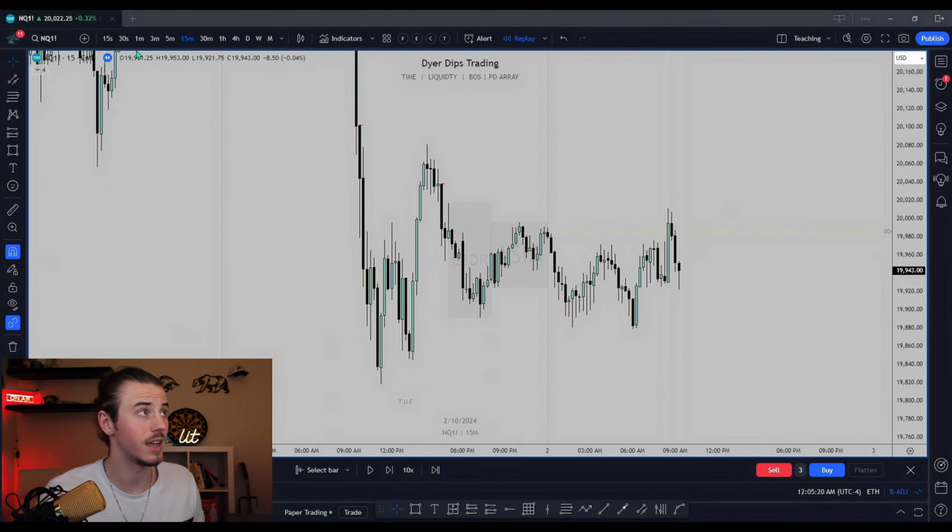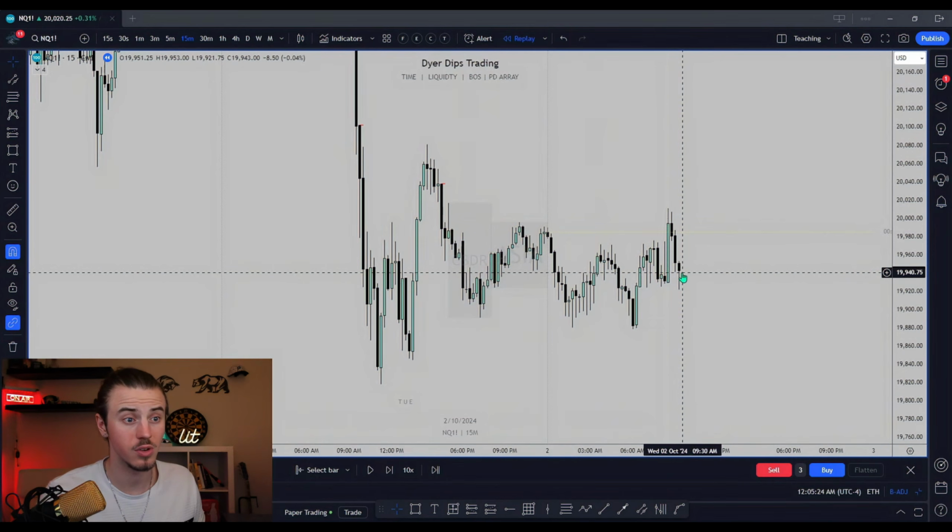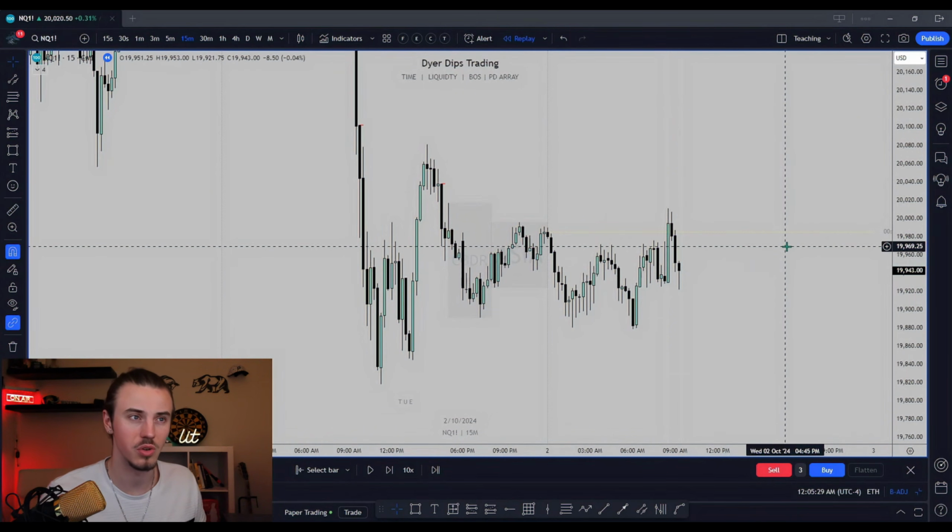This is going to be on the NASDAQ. Right now we're on the 15-minute time frame, and this dotted line right here is going to be our 9:30 equities open, and that's usually when we like to trade. That's going to be the New York session.